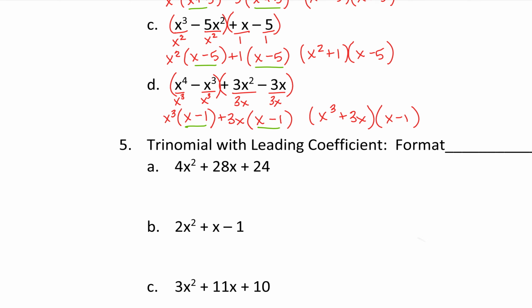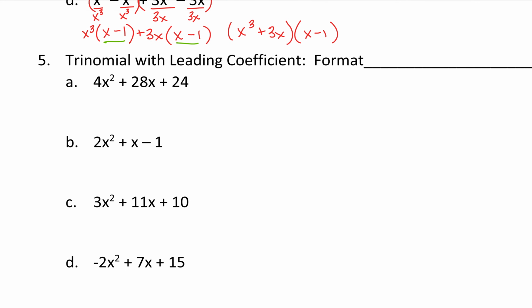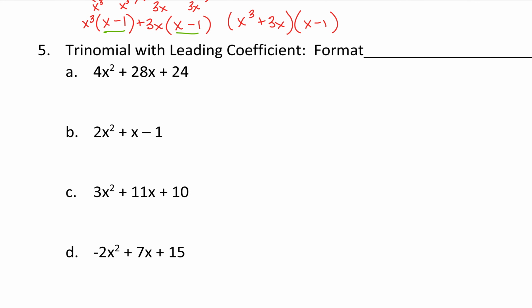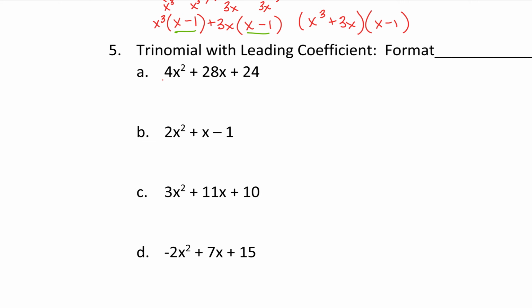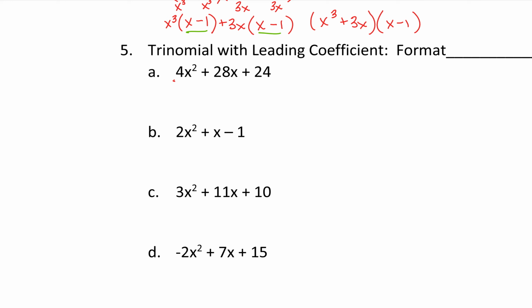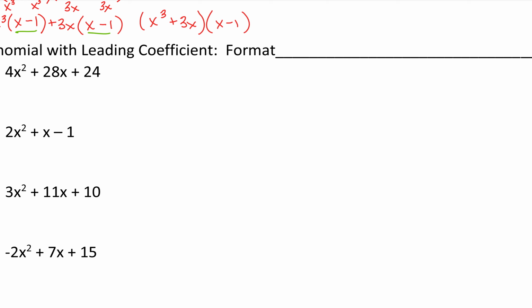Now, I'm going to talk about trinomials with a lead coefficient, okay? So that means that there is a number out front and it is greater than 1. Okay, so that's our 4, 2, 3, negative 2. So what do we do? Well, number one, first and foremost, we always look for GCF. Can I pull anything out before I start doing anything else?